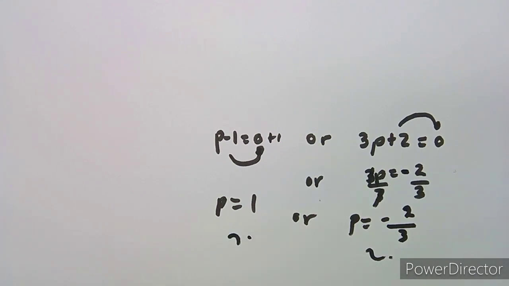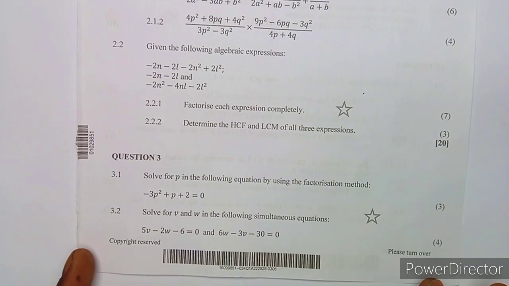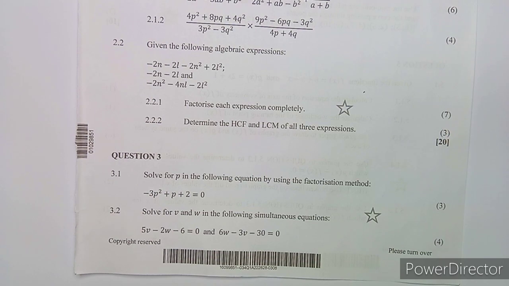So actually these are going to be two possible values of P. So this one was a little bit direct, something like that. So for v and w in the following simultaneous equations.